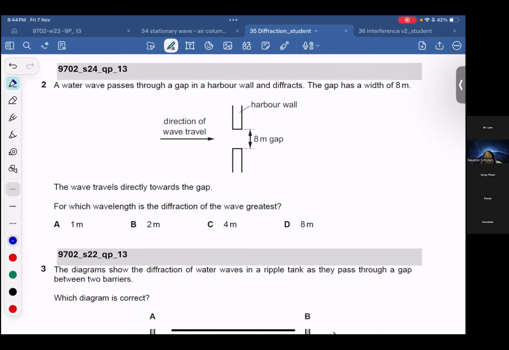Vashini, correct. Prasan, correct. Greatest diffraction is when your wavelength equals your gap size. Am I right? Wesley, correct. Answer should be D. What wavelength? It should be 8 meters.